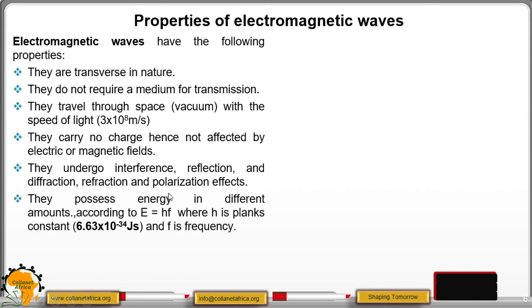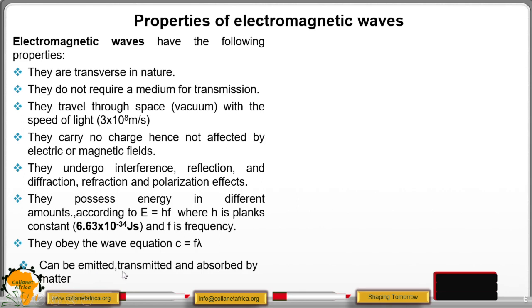They possess energy, and the energy is given by E = hf, where h is Planck's constant and f is the frequency. h is a constant, and its value is 6.63 × 10⁻³⁴ joule seconds. They obey the wave equation, that is v = λf, but here we are using c, where c represents the speed of light. They can be emitted, transmitted, and absorbed by matter.